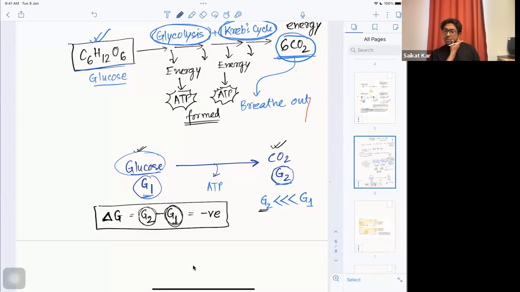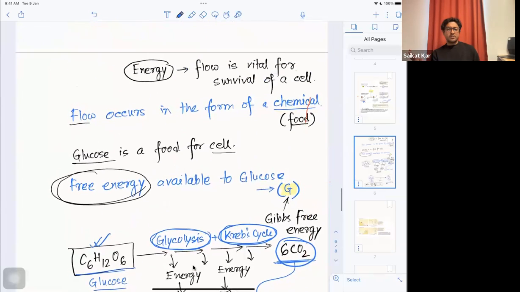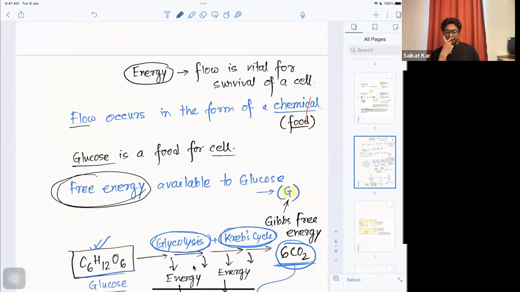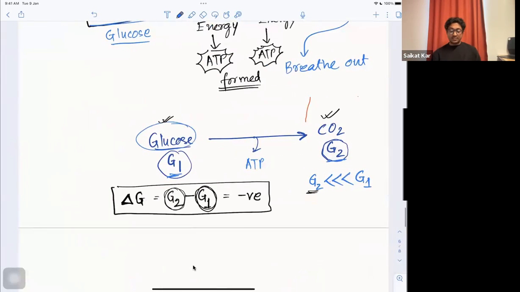Someone is asking, sir, can we call this type of reaction endothermic, exothermic? Yes, very good. Endothermic and exothermic reactions are also this type. It's the same, just the terminology is different. Exergonic we can call exothermic, and endergonic we can call endothermic.